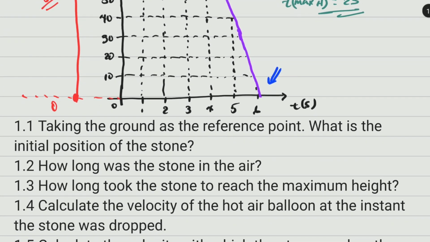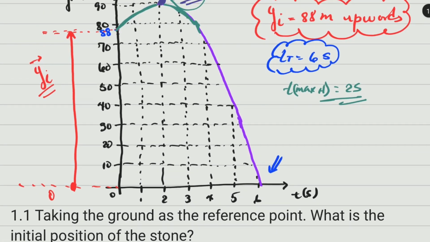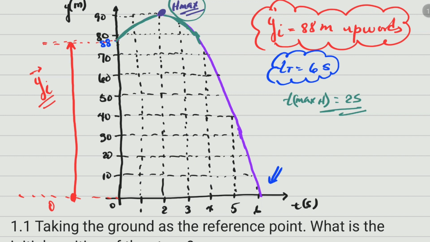Now is coming the calculation. Calculate the velocity of the hot air balloon at the instant the stone was dropped. In other words, they ask you to calculate the velocity of the hot air balloon when the stone was dropped. When the stone was dropped, the velocity of the stone was equal to the velocity of the balloon. So if we calculate the velocity of the stone, in actual fact, we are going to have the velocity of the balloon.